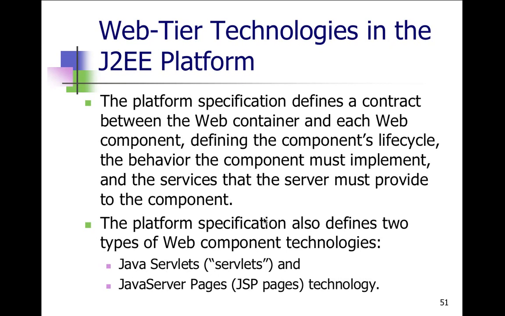In terms of the technology, the platform specification defines the contract between the web container and the web components themselves, defining the life cycle of the components, the containers, the behavior, what must be implemented, security, and all sorts of different features that go along with the delivery of those applications. The platform specifications are also defined in two types of web component technologies, and here is how this fits in with J2EE: servlets and server pages technology. And for anyone familiar with ASP from Microsoft's perspective, this is the equivalent.